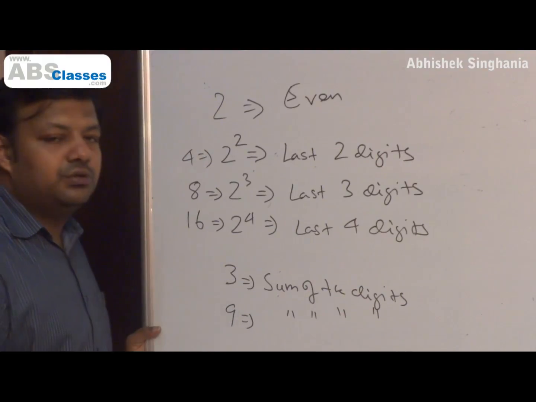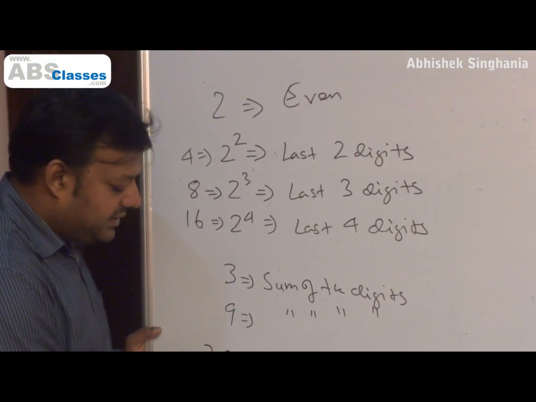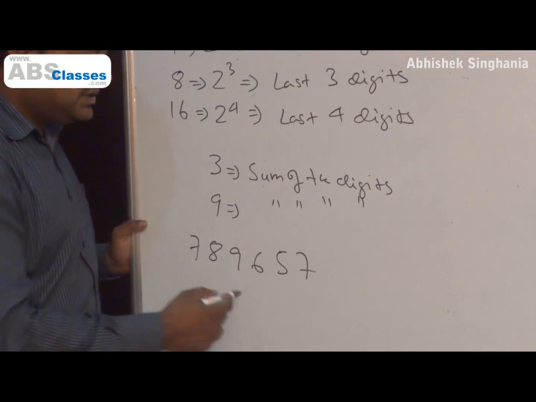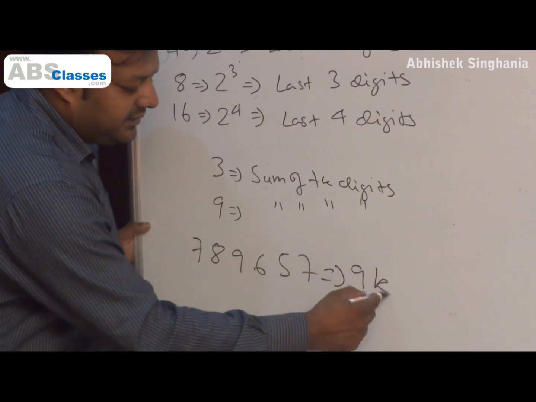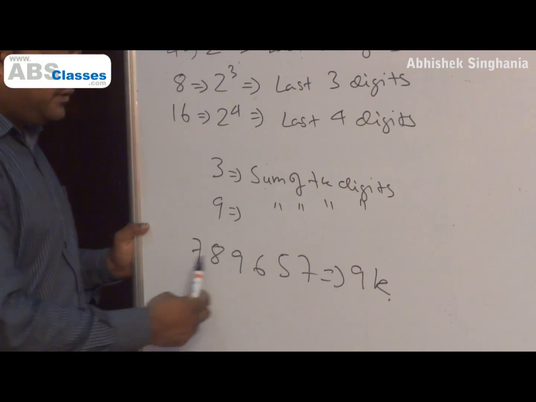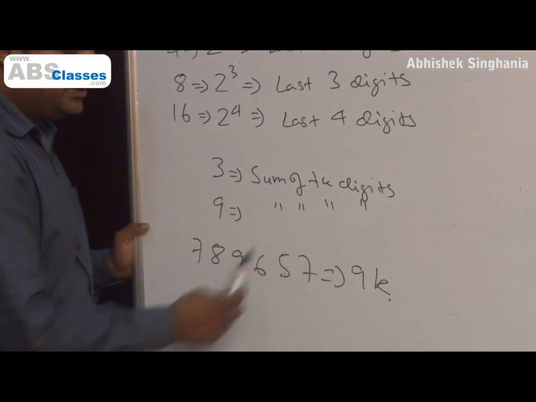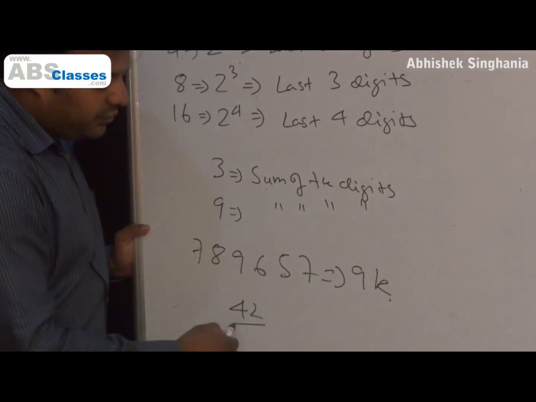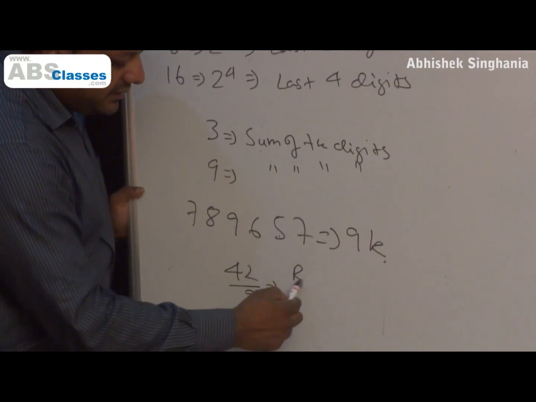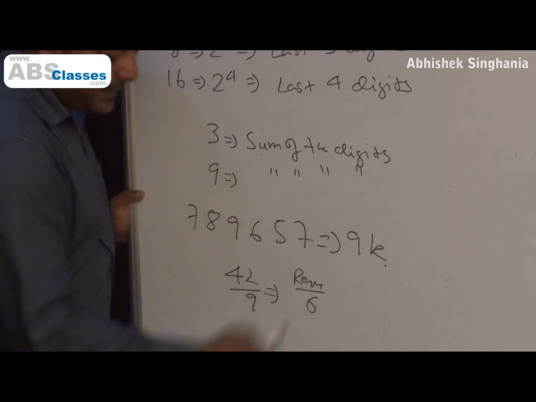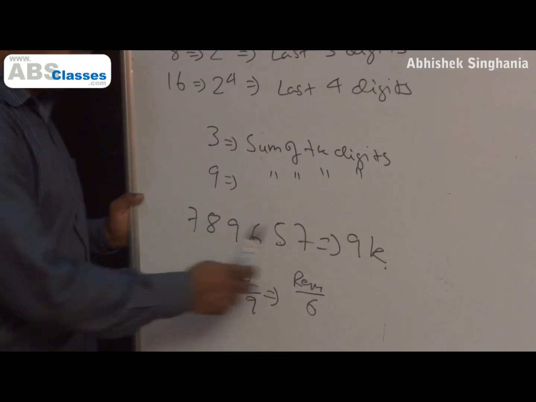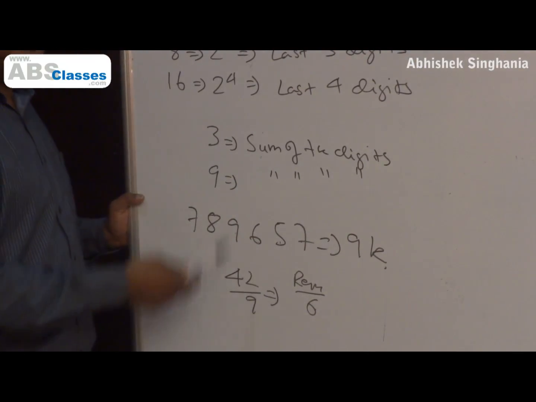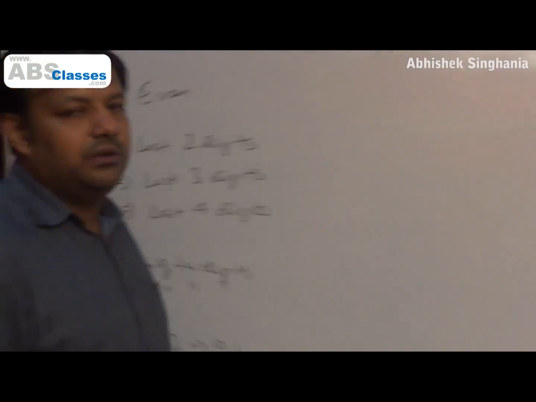Now this rule can also be used to find the remainder. For example, say 7, 8, 9, 6, 5, 7. Let's take a number like this and check the divisibility with 9. If you add up the digits, what do you get? 15, 24, 30, 35, 42. 42 is obviously not divisible by 9. But if you divide 42 by 9, the remainder is 6. So we can also say that if the original number is divided by 9, the remainder will be 6. Okay. So this can also help us to get the divisibility rule for 6.